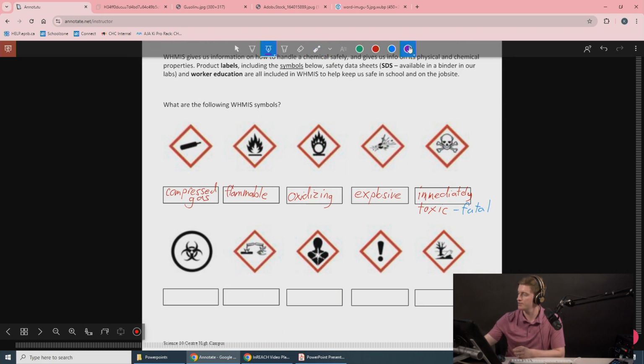This next symbol here, you'll notice, doesn't have the red diamond around it. This is the symbol for a biohazardous or an infectious material, something that has a high likelihood of causing some sort of disease or organic ailment. Anything that comes from the human body and has the potential to carry a virus or a bacteria or a pathogen of some other kind is probably going to be labeled in this.